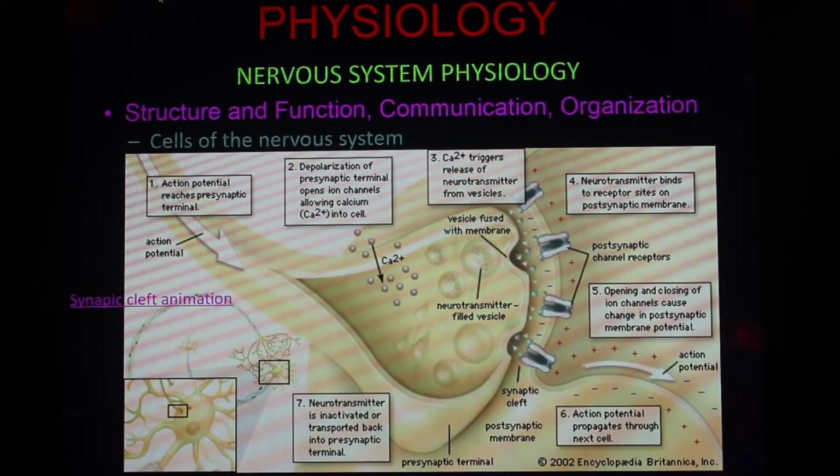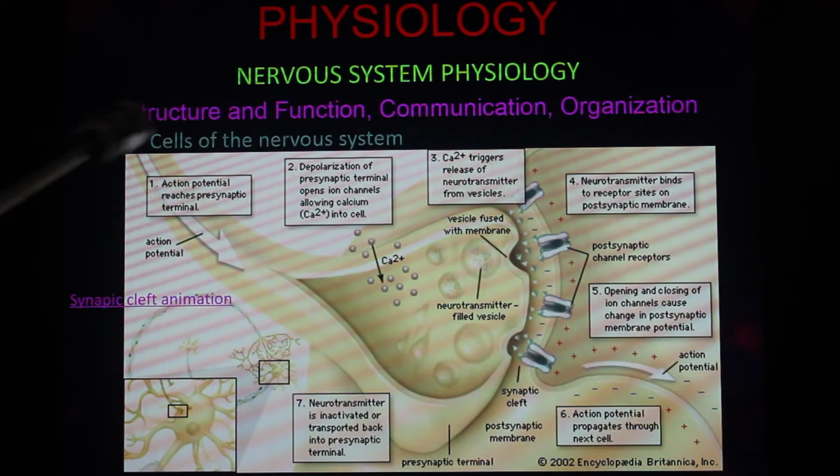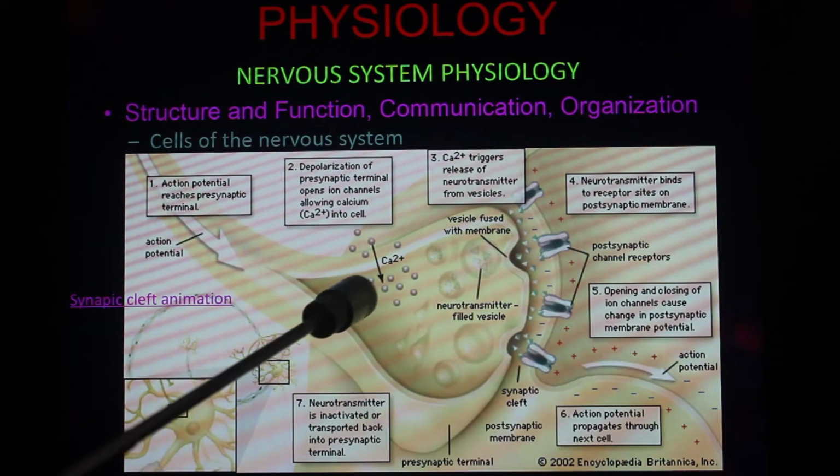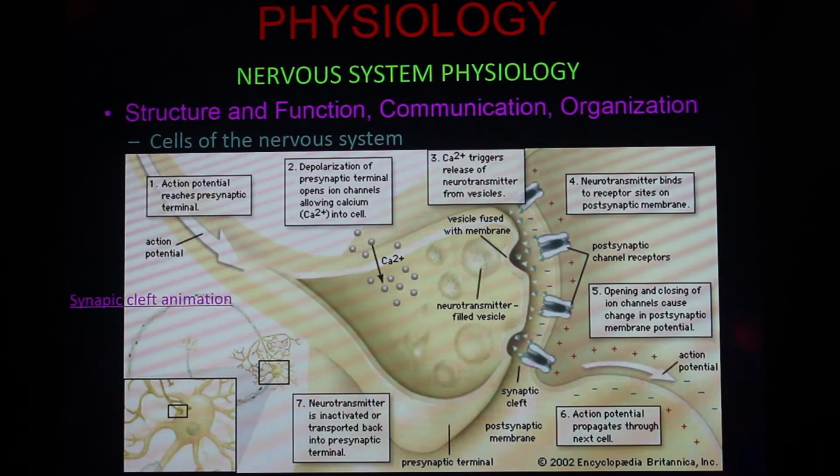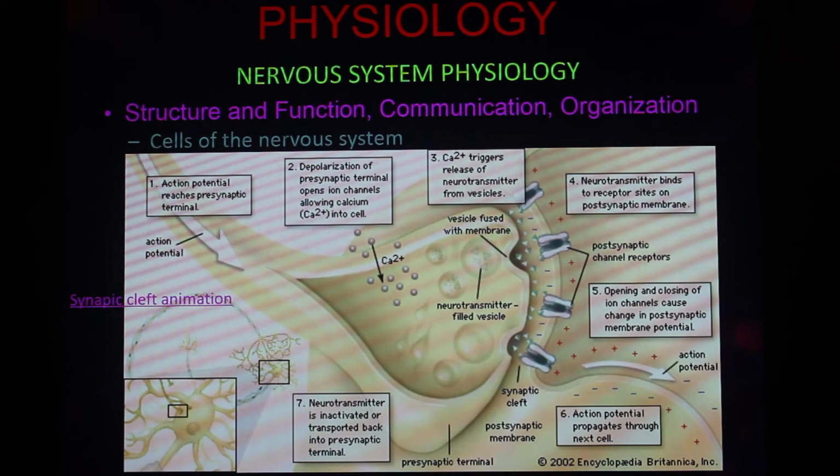Now, here is a sketch of the axon and its terminal and the next cell's receiving unit. And we can see here how a propagated stimulus, a propagated electrical potential, is transferred from one neuron to another neuron.